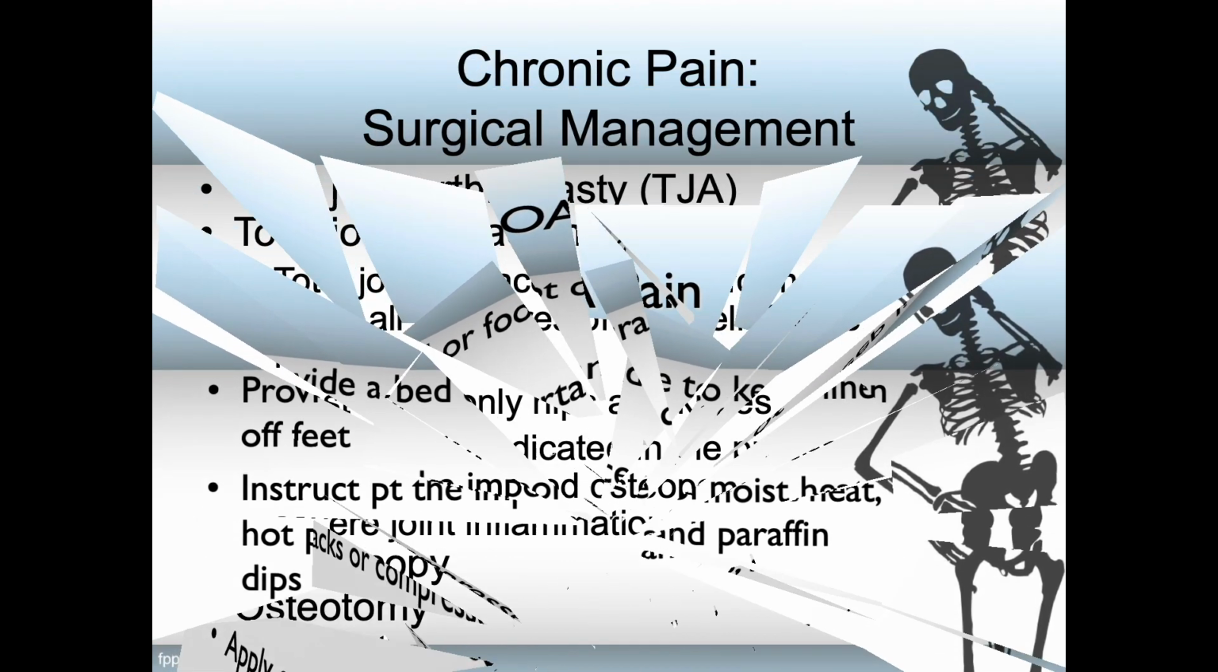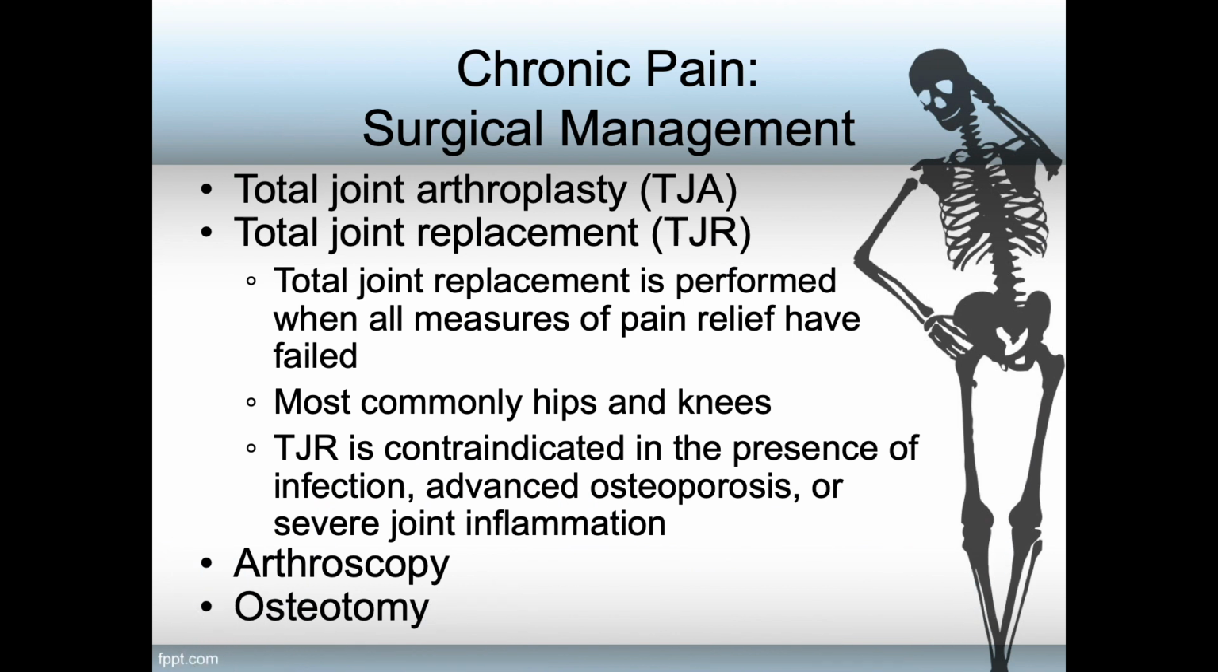Surgical intervention for OA is to reduce the chronic pain, and can include total joint arthroplasty or even total joint replacement. The total joint replacement is performed when all measures of pain relief have failed, including the arthroplasty or the repair of that joint. Replacement is most common in the hips and knees. TJR is contraindicated in the presence of infection, in the presence of advanced osteoporosis, or with severe joint inflammation.